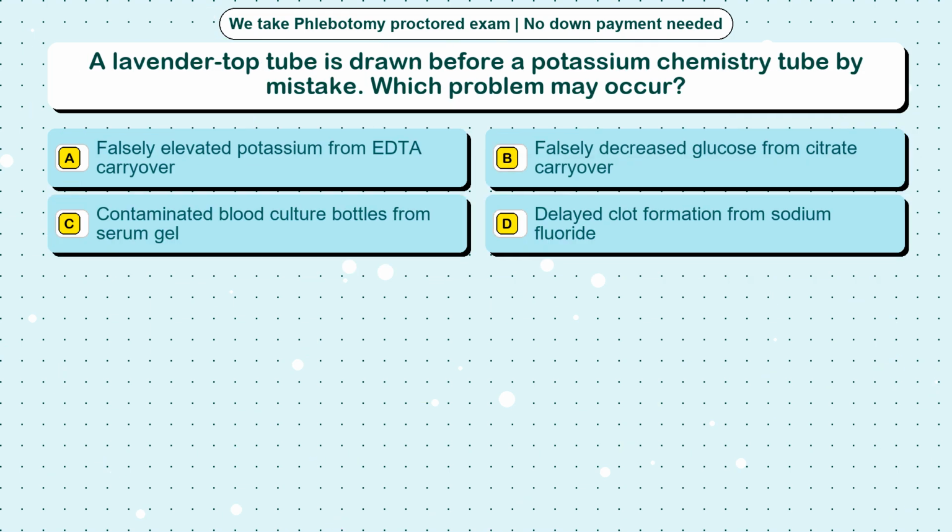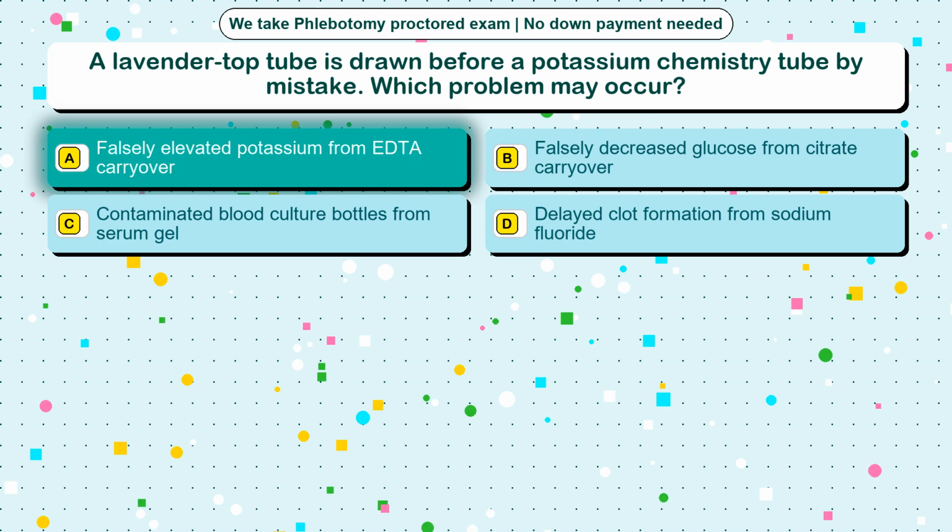Question 4. A lavender top tube is drawn before a potassium chemistry tube by mistake. Which problem may occur? Option A. Falsely elevated potassium from EDTA carryover. Option B. Falsely decreased glucose from citrate carryover. Option C. Contaminated blood culture bottles from serum gel. Option D. Delayed clot formation from sodium fluoride.